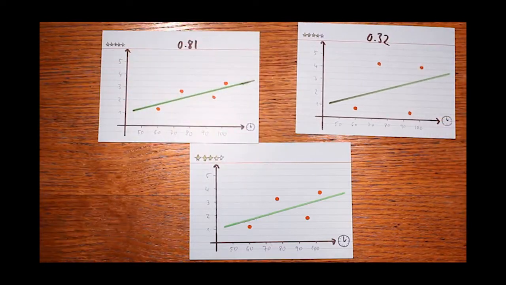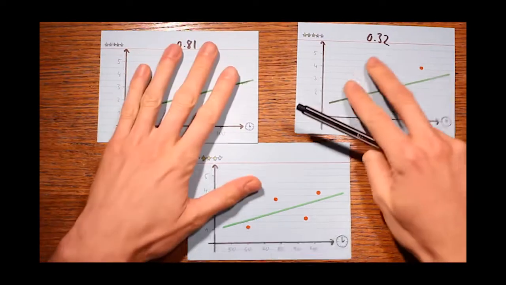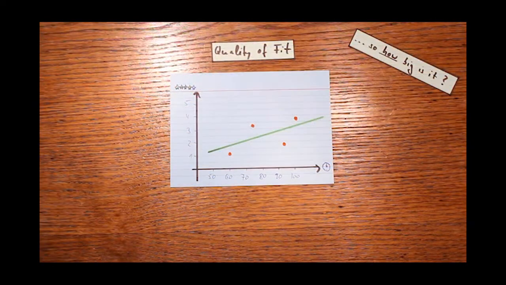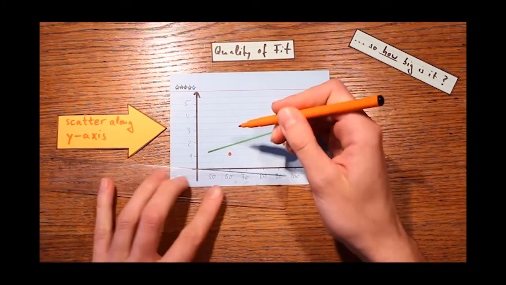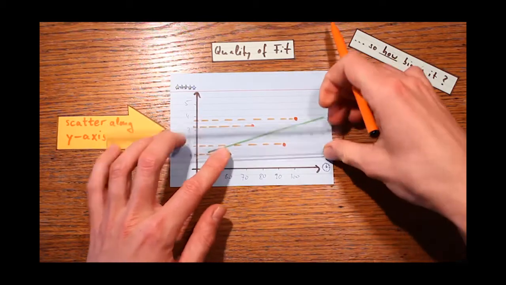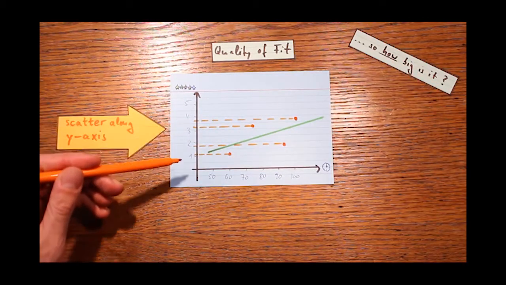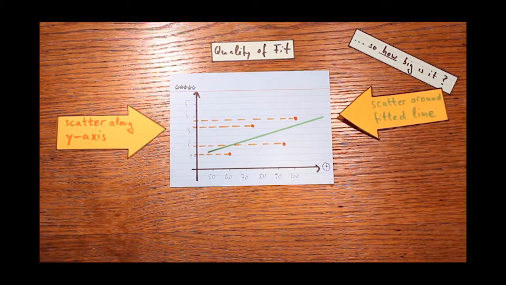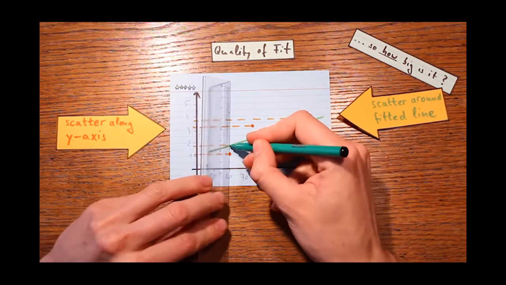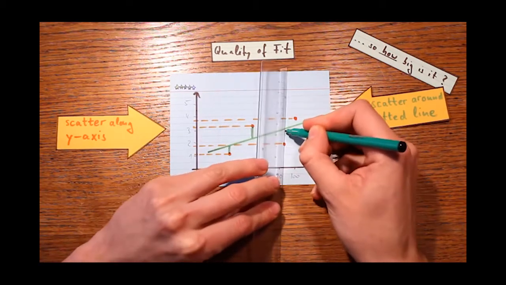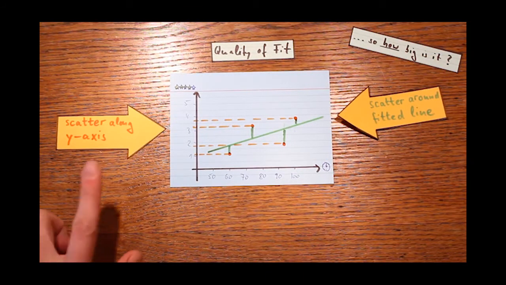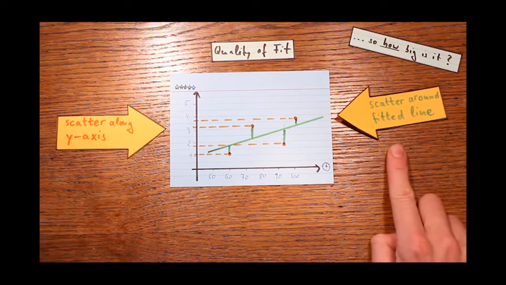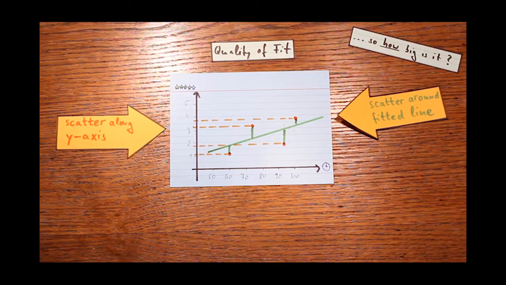But how does the correlation coefficient figure this out? Well, it compares 2 things. The first thing it looks at is the scatter along the y-axis. So if I draw in the y values, you can see how they scatter along the y-axis. The second thing it looks at is the scatter of the data around the fitted line. So that corresponds to these distances here. And the rule goes like this. The more there's of this in comparison to this, the stronger the correlation coefficient is.